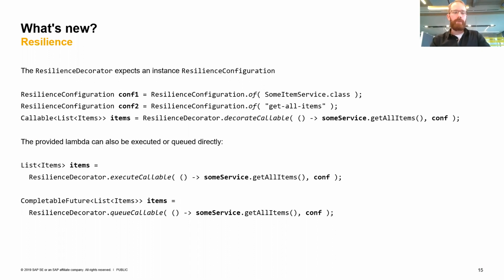For that, we have this quick example here. In the end, we have default values, which we'll see in a second, which are used if you use the resilience configuration of some identifier. This identifier can be a class object or some string that you decide on. In the end, everything in this resilience configuration is then reused.